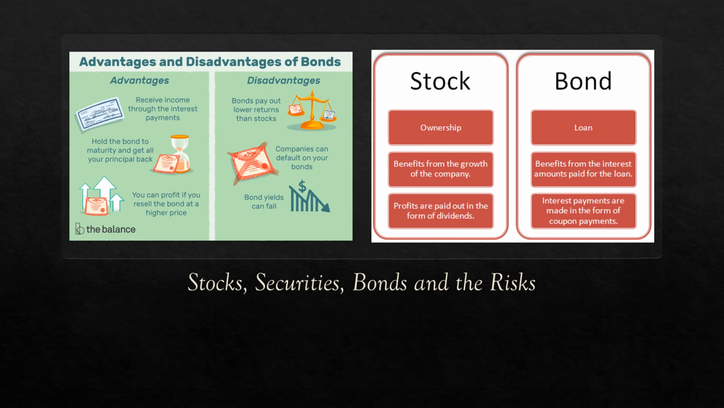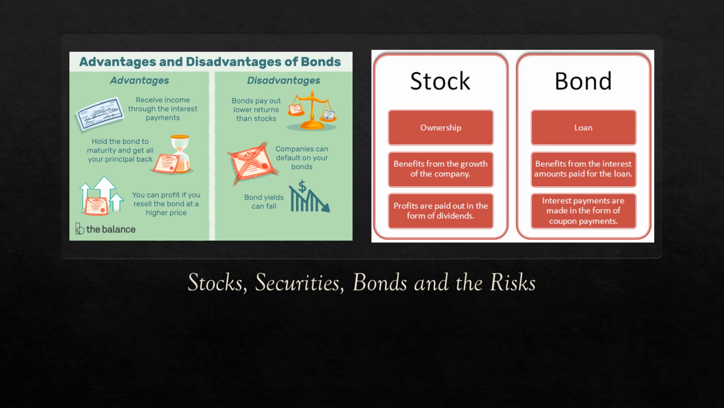Stocks, securities, bonds, and the risk. Stock is oriented to ownership, benefits from the growth of the company, profit, and is paid out in the form of dividends. The bond is oriented to a loan, benefits from the interest amount paid for the loan, and interest payments are made in the form of coupon payments. That is the difference between stock and bond.